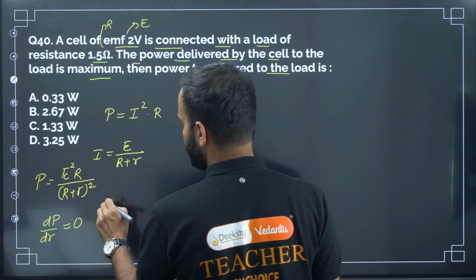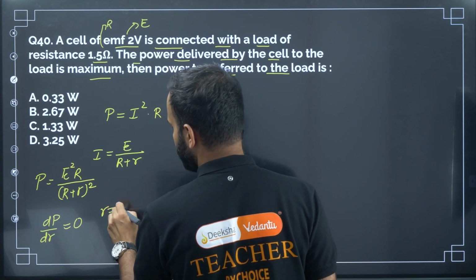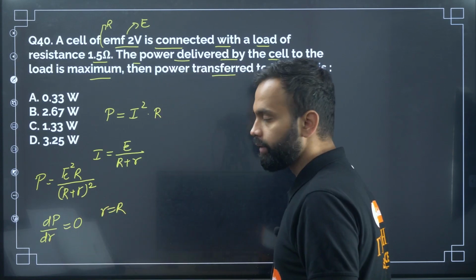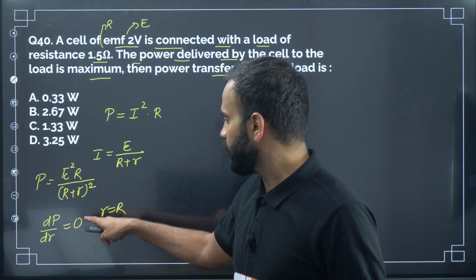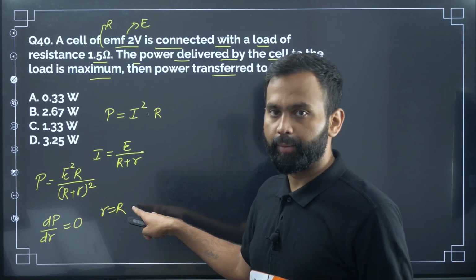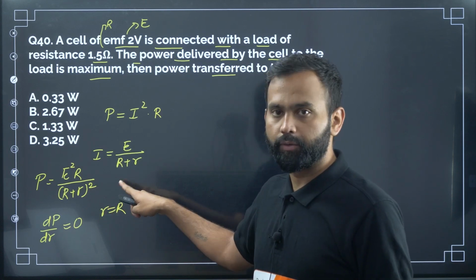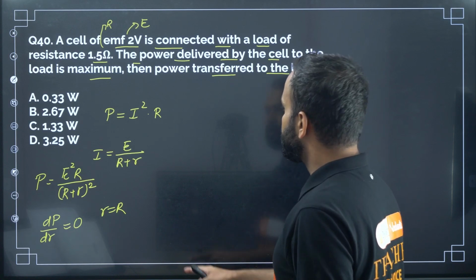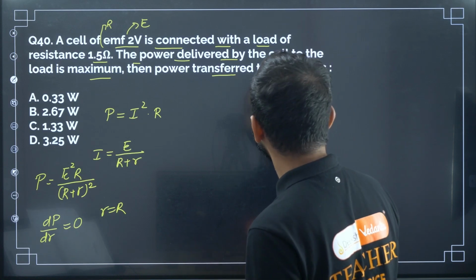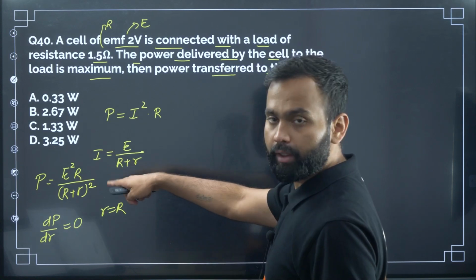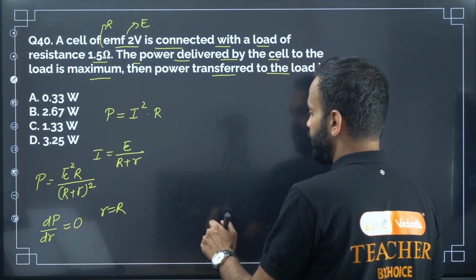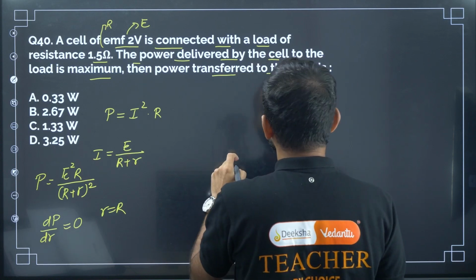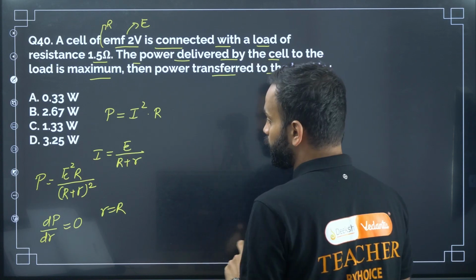Then you will get small r equal to capital R, that is, internal resistance is equal to external resistance. So now we need to find the power delivered to the load.